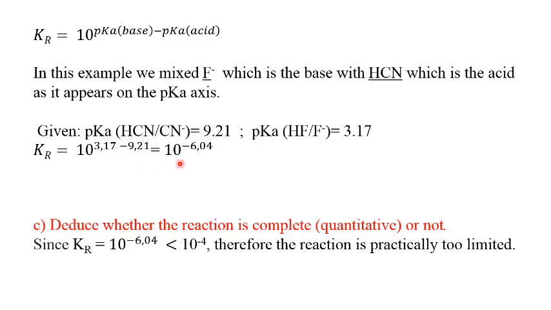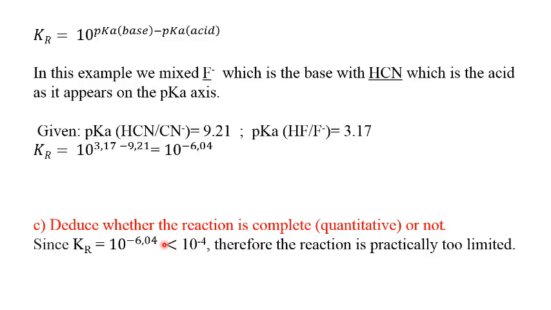What about the last part in this exercise? It's to deduce whether the reaction is complete or not. As we did previously, the value of Kr will lead us to determine whether the reaction is complete or not. Here Kr is less than 10 to the power minus 4. It means the reaction is practically too limited and it's not quantitative. So here we don't have to repeat the equation written previously, because it is written in a reversible way, as we said, and it is actually reversible, so we don't have to repeat it.